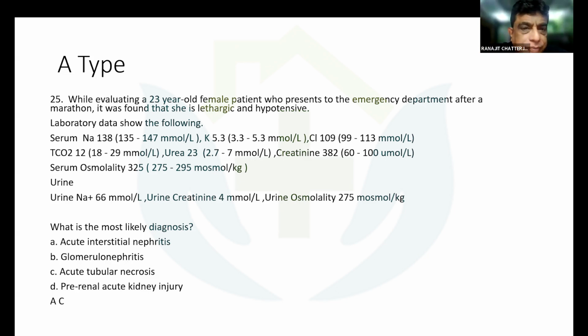Did you get the answer? Yes. Now, Srina, I've already told this is acute tubular necrosis. So you have to understand how the questions have been given. If you understand how the questions are given, then you have no other difficulty but to answer the questions.